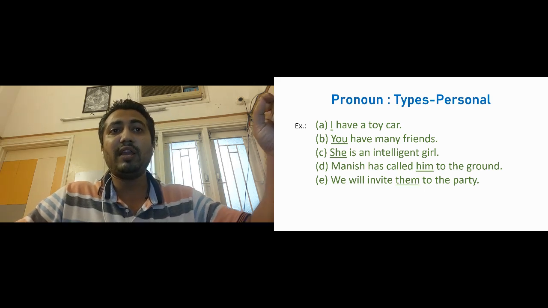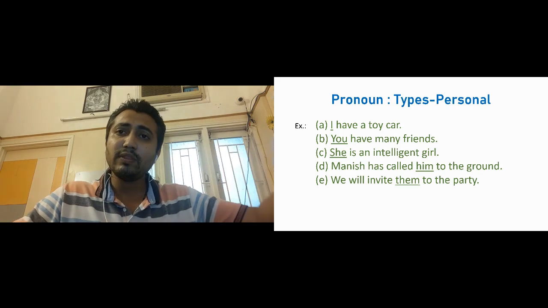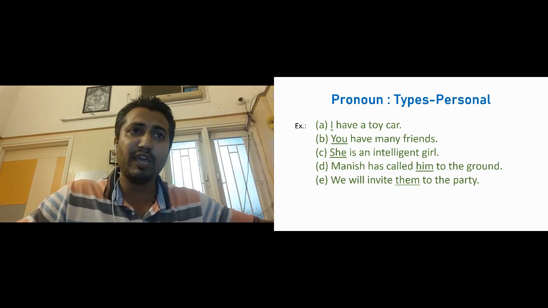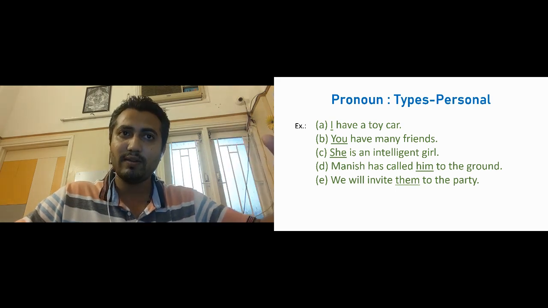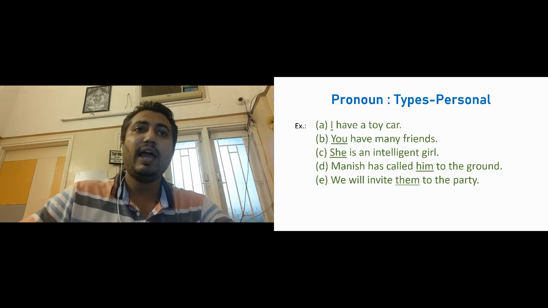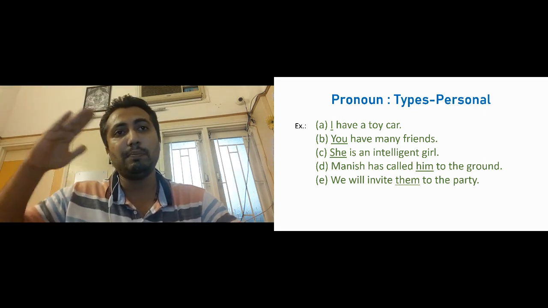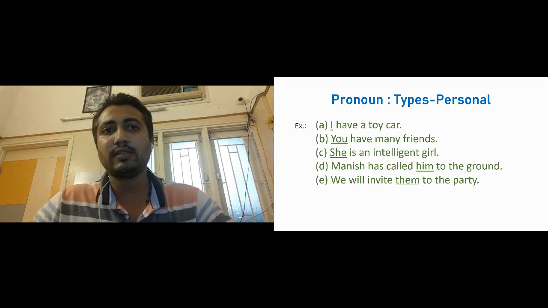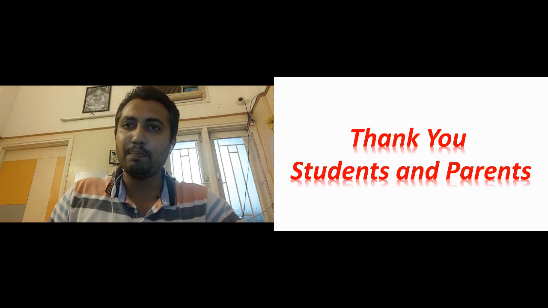Then: We will invite them to the party. Here we is the subject, first person plural subjective case, that is we, and them is the object, third person plural object, that is them. So these were the examples of personal pronouns.